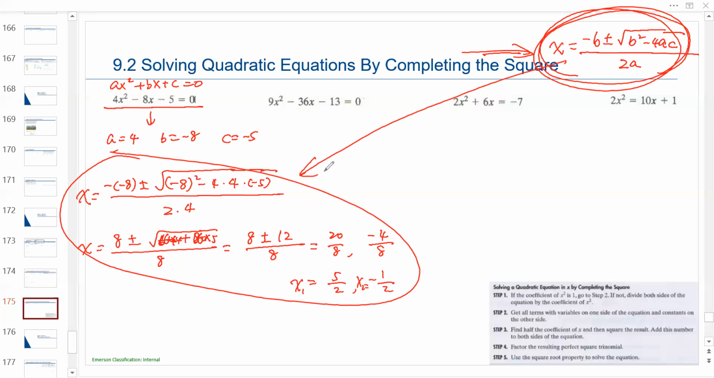Second one, let's check by doing it with our completing the square process. All right, let's see how we do that. I use a different color so you can figure it out. So first, we change. So we change like this. Can we do that? Everyone can do this one, right? All right, both sides divide by 4.